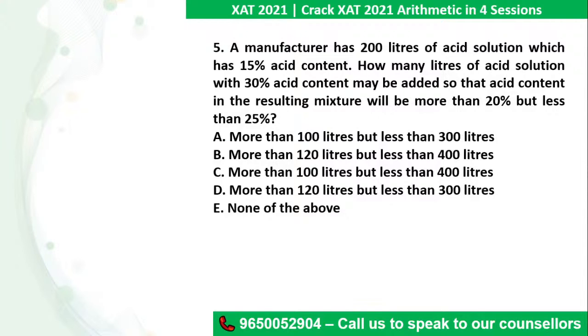This is a simple question. Try this, guys. Please read the question carefully. There are two acid solutions. One acid solution with 13% acid content and it is 200 liters in volume. Then there is a second acid solution referred here with 30% acid content. We need to mix these two to get a resultant with this composition.